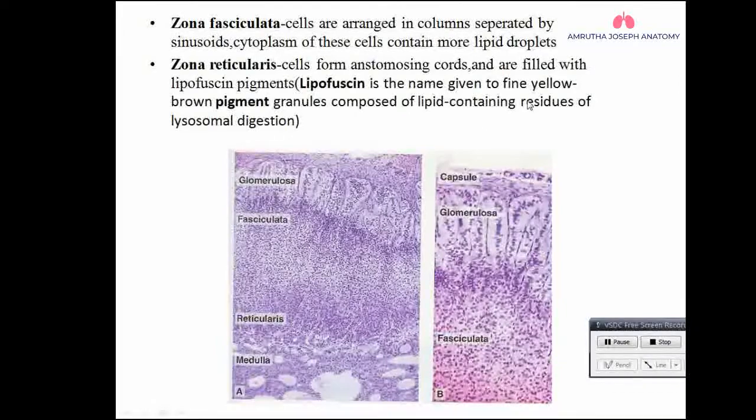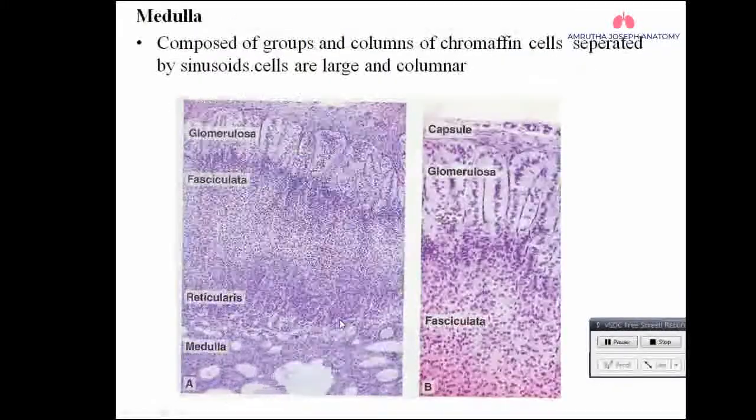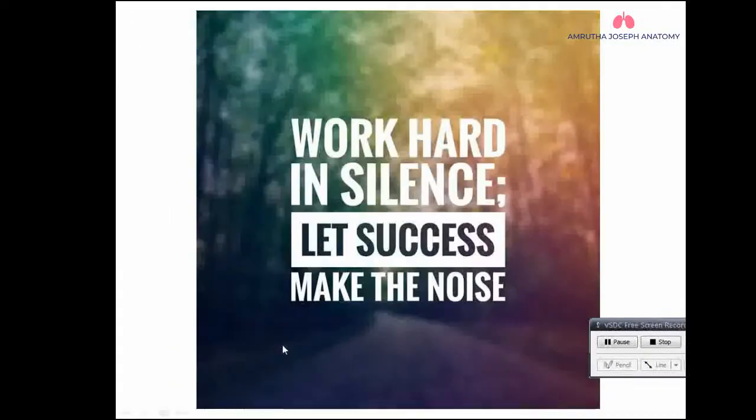Lipofuscin is a name given to fine yellow to brown pigment granules composed of lipid-containing residues of lysosomal digestion. Anyway, at least you should know that there is a layer called zona reticularis where there are a lot of cells arranged like a net. Last, the deep layer is the medulla, composed of chromaffin cells which are separated by gaps. Here are the sinusoids, and they are large with a columnar appearance.